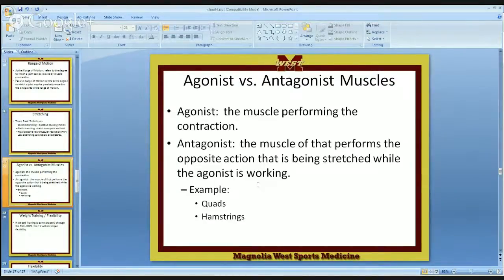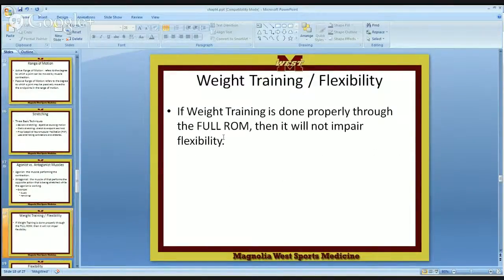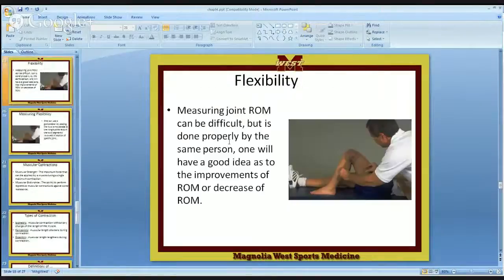Slide 18. Know this sentence: if weight training is done properly through the full range of motion, then it will not impair flexibility. It's right there on the slide. All right, how about number 19?